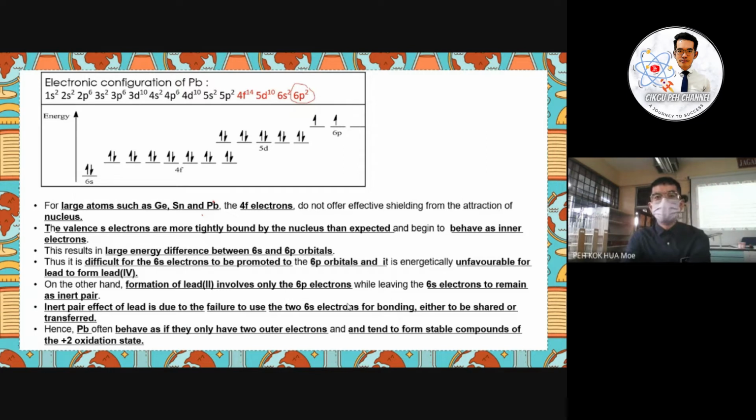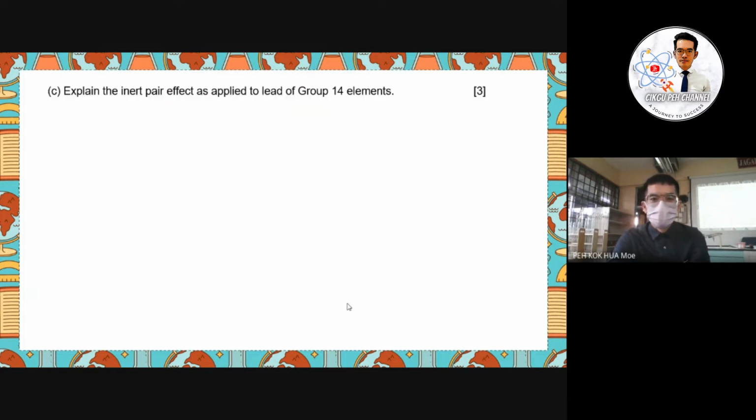So this is generally what the notes already tell you. I just go through and do the revision together with you. So: explain the inner pair effect as applied to lead of group 14 elements. Here we do not need to explain the trend; we go straight to the inner pair effect at lead.